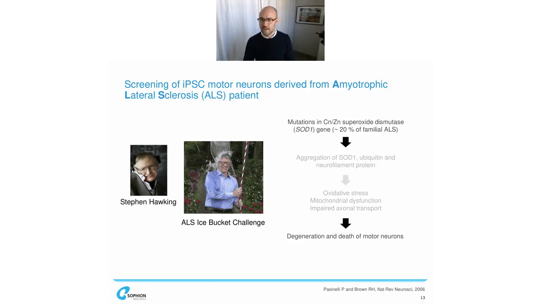So in 20% of familial ALS, the disease is caused by a mutation in the copper-zinc superoxide dismutase, the SOD1. And then, following several steps, it also leads to a degeneration and death of the motor neurons.